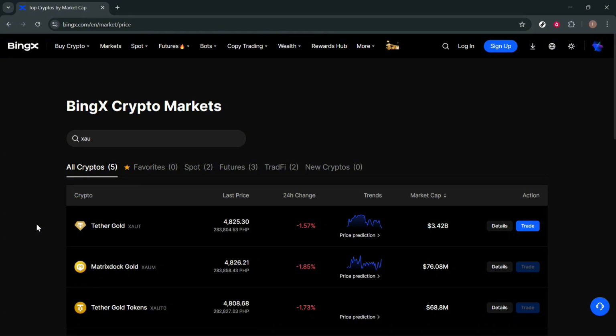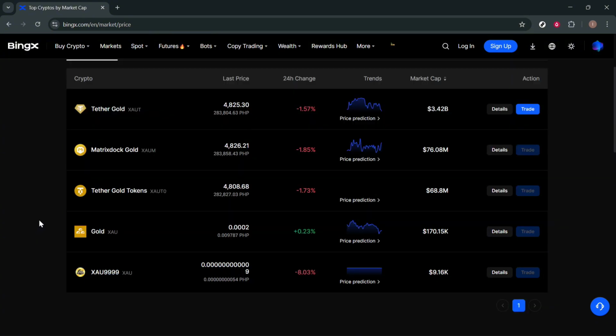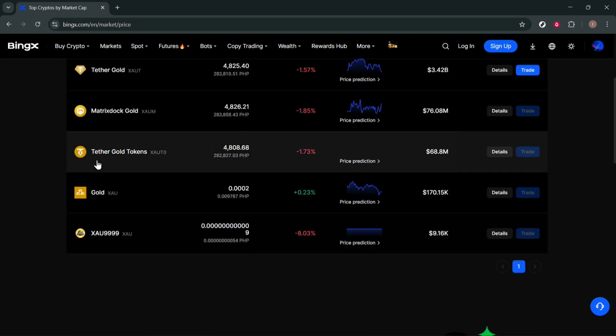Always manage risk, use stop loss and take profit orders, and be cautious with leverage. Higher leverage means higher risk.